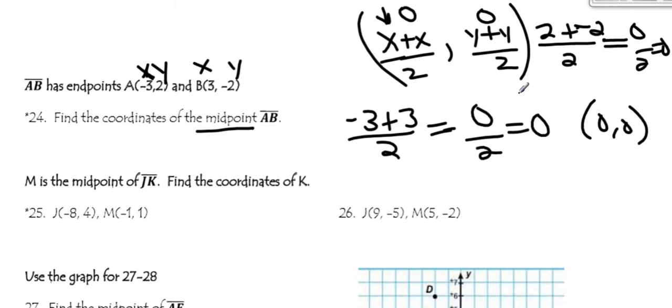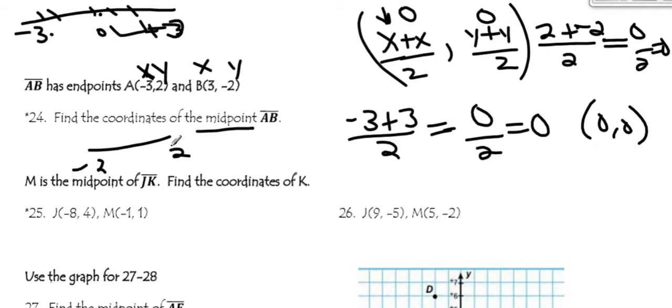And now let's check to make sure the answer makes sense. Well, let's look at our x values. We have negative 3 down here, positive 3 over here. And we just want to see, do you think 0 is in the middle? Well, negative 3, negative 2, negative 1, 0, 1, 2, 3. Well, it is in the middle because they're exactly the same distance from 0. Then check your y values. Here's 2, here's negative 2. Is 0 in the middle? Well, 2, 1, 0, negative 1, negative 2. And there's exactly 1 in between each, so that's exactly in the middle.